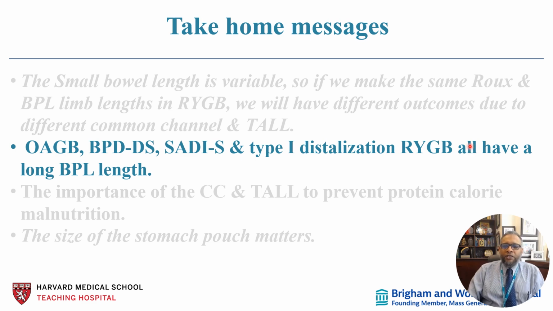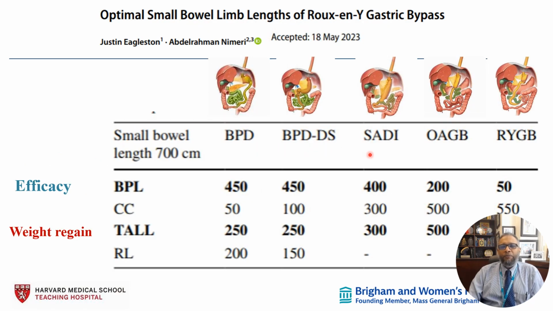So what's the importance of the biliopancreatic limb? As I told you, OAGB, DS, SADI, and type 1 distalization all have in common a long biliopancreatic limb. This is a complex slide that I'm going to take you through, and I'm going to try to test the assumption of the small bowel length.